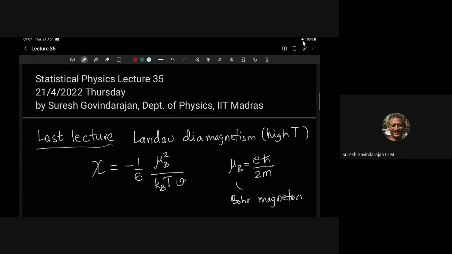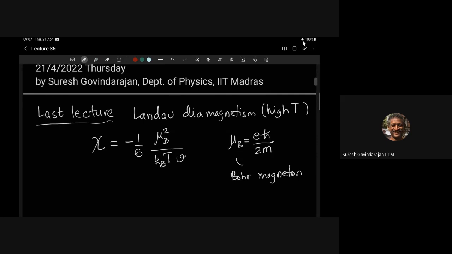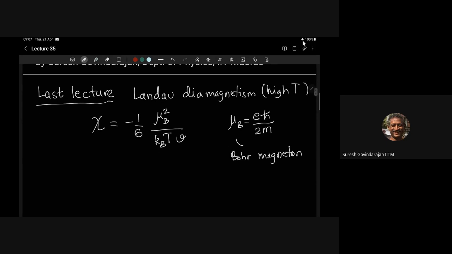We computed a few other things along the way, and I'm just writing this in a particular form. Probably I didn't write mu B, but it was there as eħ/2m, like this. So now I'm just writing it this way. In the second part, when we look at the paramagnetic contribution, the prefactor will be exactly this, but this minus 1/6 will become, I think, plus 1. So when you add them together, the overall effect would still be paramagnetic, because 1 minus 1/6 is 5/6.